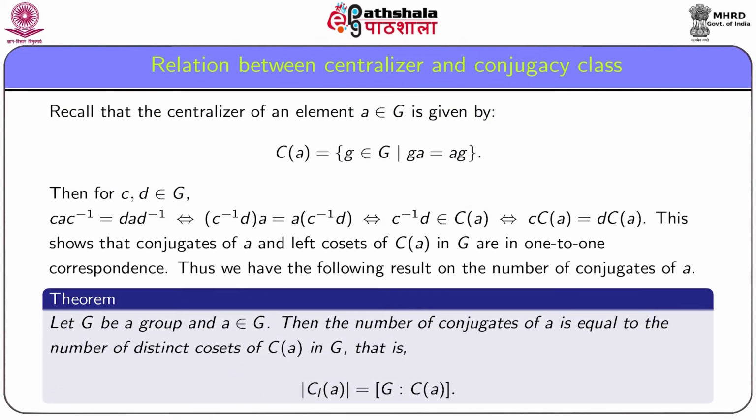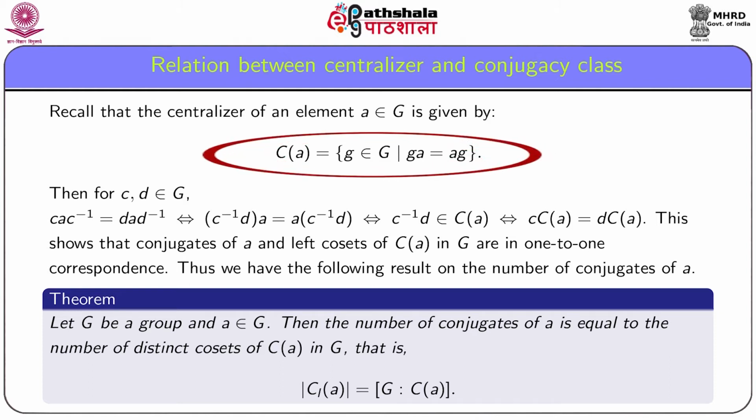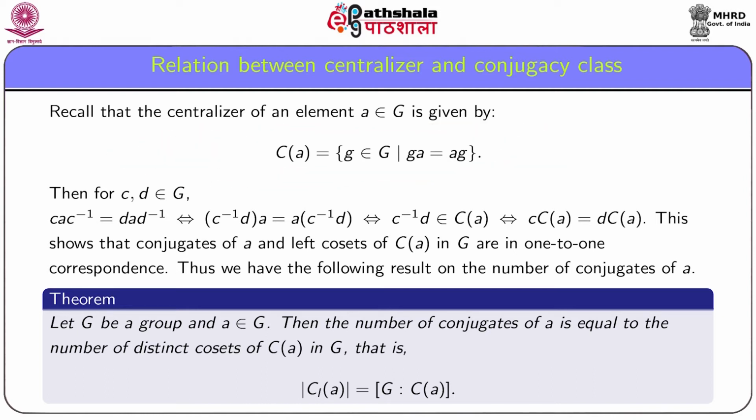Now we establish a relation between the centralizer of an element a and the conjugacy class of a. Recall that the centralizer of an element a in G is given by C(a) equal to the set of all g belonging to G such that ga is equal to ag. That is, the collection of all elements in G which commute with a.